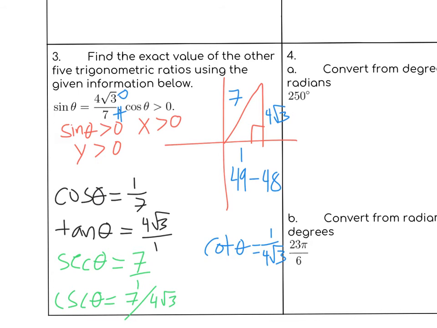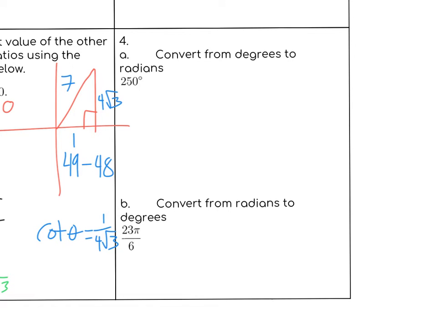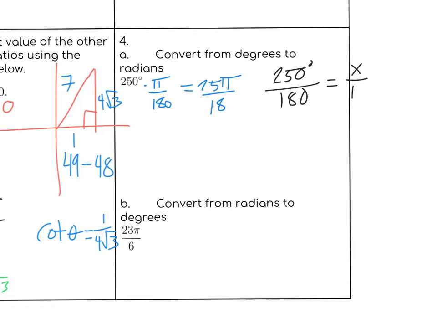The next part, we got to do some conversions. Going from degrees to radians, we have a couple different ways that we do this. The first is to multiply by a conversion factor, pi over 180. And when I do that, we get 25 pi over 18. A second way would be to set up a ratio. So 250 over 180 is equal to x over pi, because 180 and pi mean the same thing. This is going to reduce to 25 over 18. To get x by itself, I've got to multiply by pi.